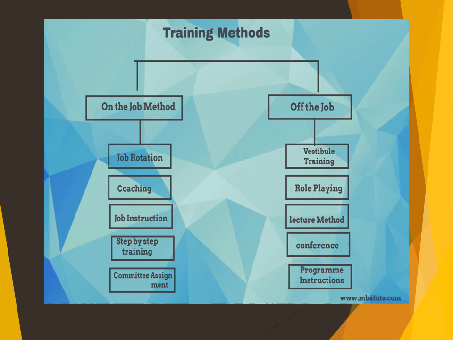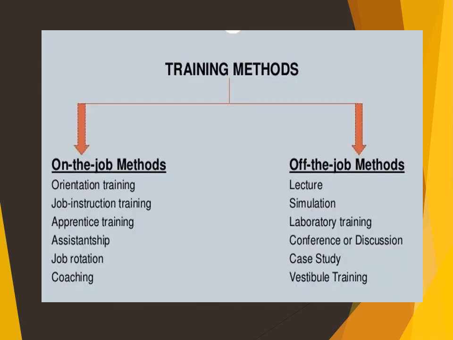One is on the job. As I told you, on the job means doing it at work, and off the job means doing it out of the job. We will talk about the different methods. In on the job, we have job rotation, coaching, job instruction training, and committee assignment. In off the job, we have vestibule training, role playing, lecture method, conference, and programmed instruction. We also have on the job orientation training, assistantship, and apprenticeship. All these are the methods of on the job.